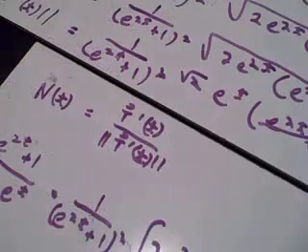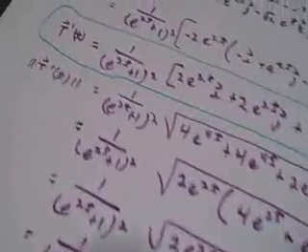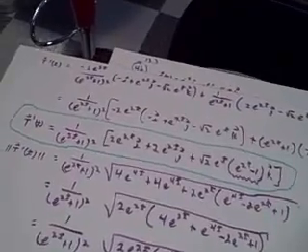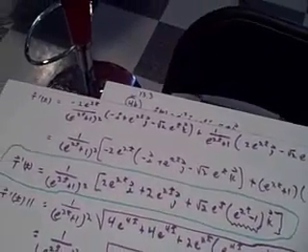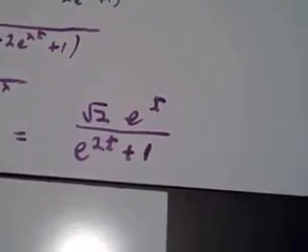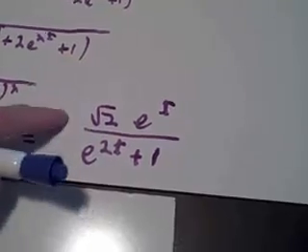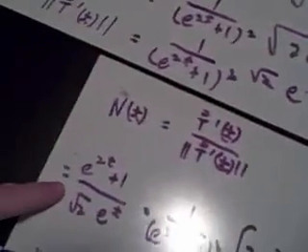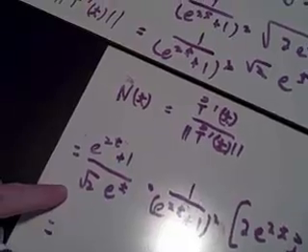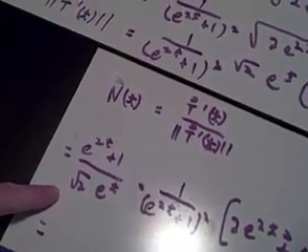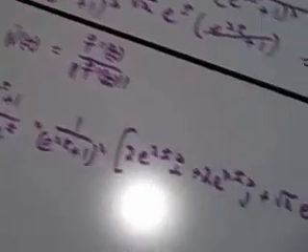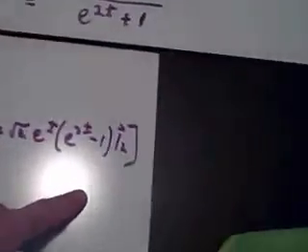Okay, we need to find N of t, which is T prime divided by the magnitude of T prime. Way up here, we found T prime of t. There it is. And then down here, we found the magnitude of T prime of t. There it is. So if I just take the reciprocal of the magnitude of T prime of t, which is (e^(2t) + 1) divided by the square root of 2e^t, and multiply it times T prime, which is this part, I'll have it. So there's what that looks like all together.